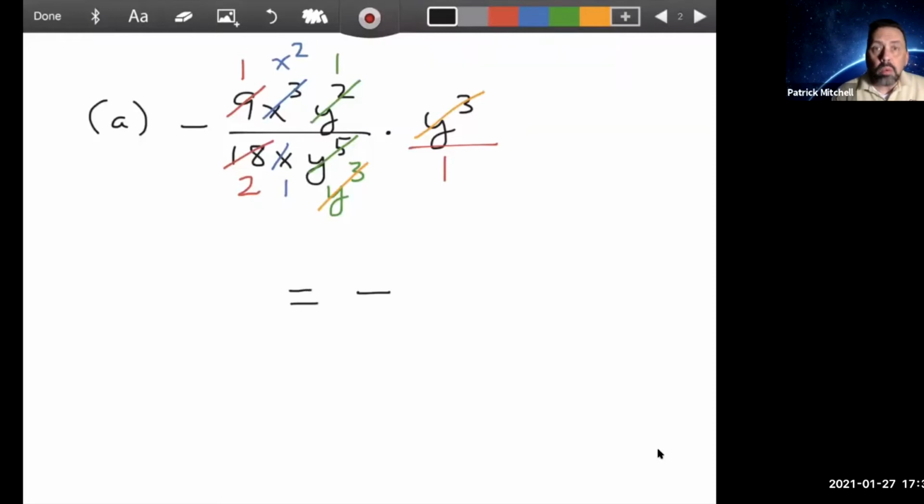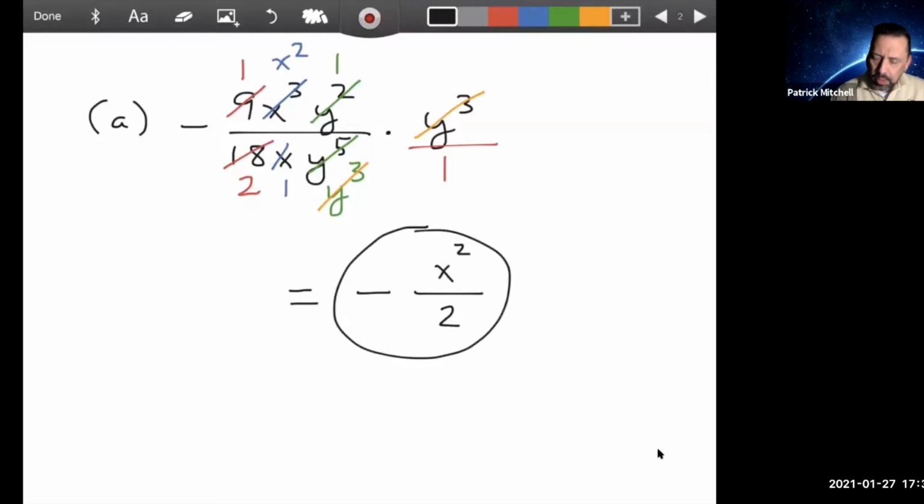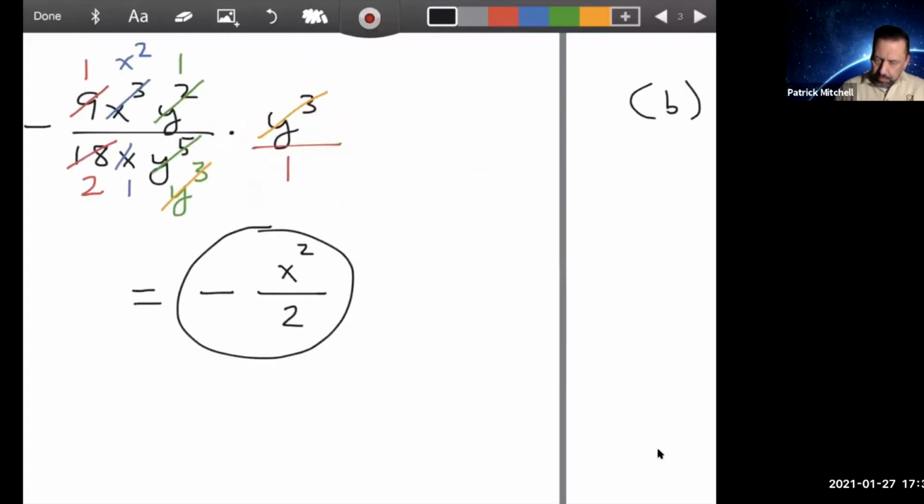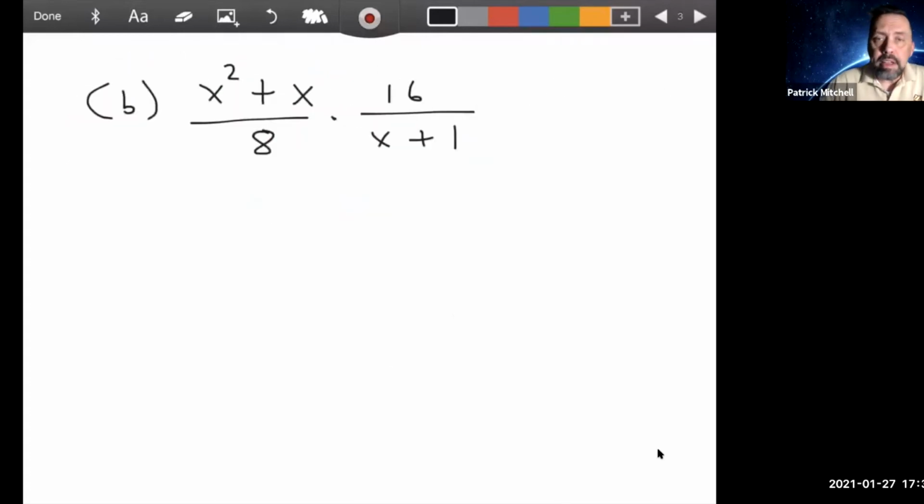So then what we're left with upstairs is just x squared, and what we're left with downstairs is just 2. So the final answer is negative x squared over 2. Okay, so hopefully that was pretty painless. This is definitely a Math C problem. It happens to be a pretty easy Math C problem, but we would not have done a problem like this in Math 81 because it does require factoring.